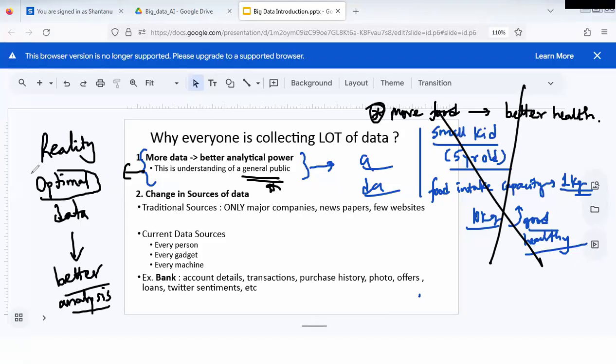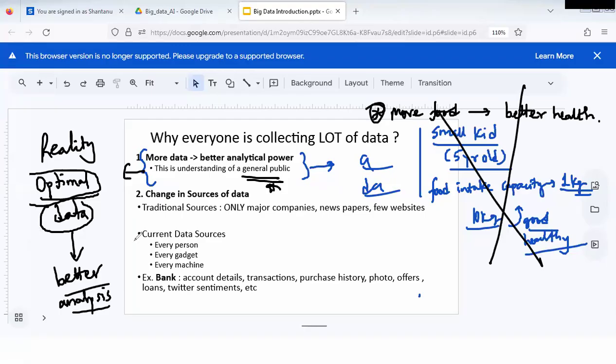Remember, more data means better analysis? No, optimal data. We are looking for optimal data. Currently the industry is moving from just collecting lots and lots of data to optimal data. We need enough data to do analysis, so that I can do better analysis and get better decisions. Okay, so that's the current industry focus: having optimal data.